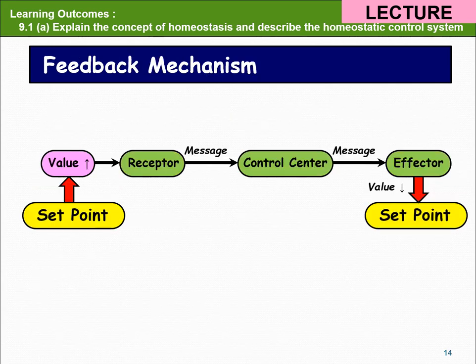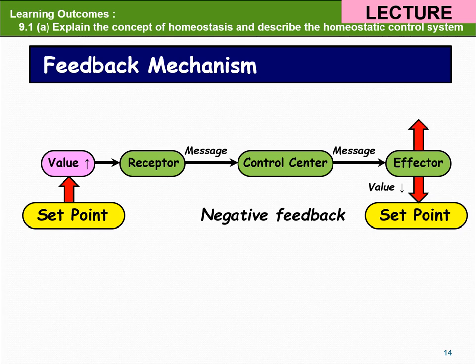Next part is the feedback mechanism. In previous slides, we already know that negative feedback mechanism controls the homeostasis process. So what is negative feedback? Negative feedback is the one that reduces the original stimulus. For example, in this diagram, if the value increases from the set point, negative feedback will cause the value to decrease. Okay, increase, and negative feedback will cause the value to decrease.